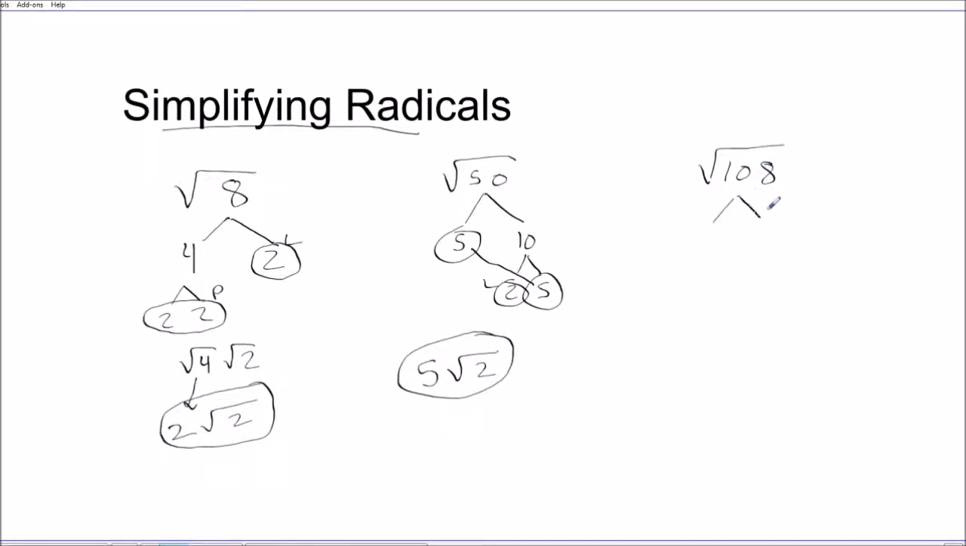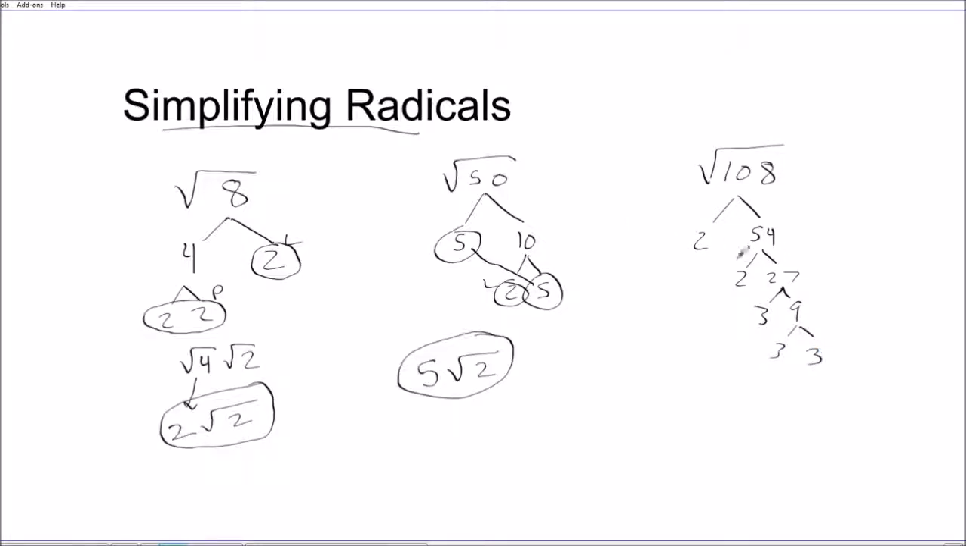Okay. So on this, I would suggest you now pause the video and try it on your own. We've done a couple of them together. Pause the video and try it on your own. Okay, first thing that jumps out at me is that's probably divisible by 2, which would leave us with 54. 54 is divisible by 2, which gives us 27. 27 breaks into 3 and 9 breaks into 3 and 3.